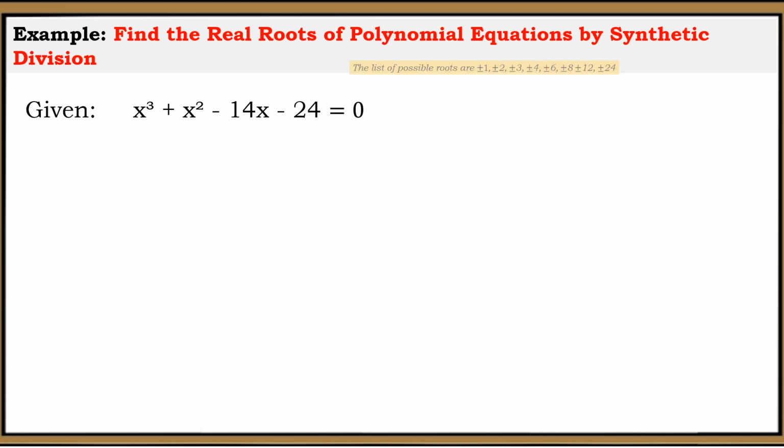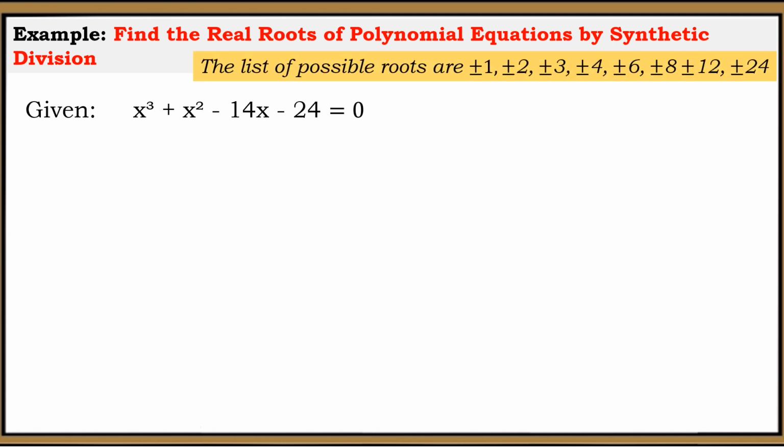So, the list of possible roots, paano makukuha yung list of possible roots? Ang constant term natin ay negative 24. I-divide siya sa factors ng leading coefficient. Ang leading coefficient natin ay 1. So, negative 24 divided by the factors of 1. The factors of negative 24 divided by the factors of positive 1. So, here are the list of possible roots.